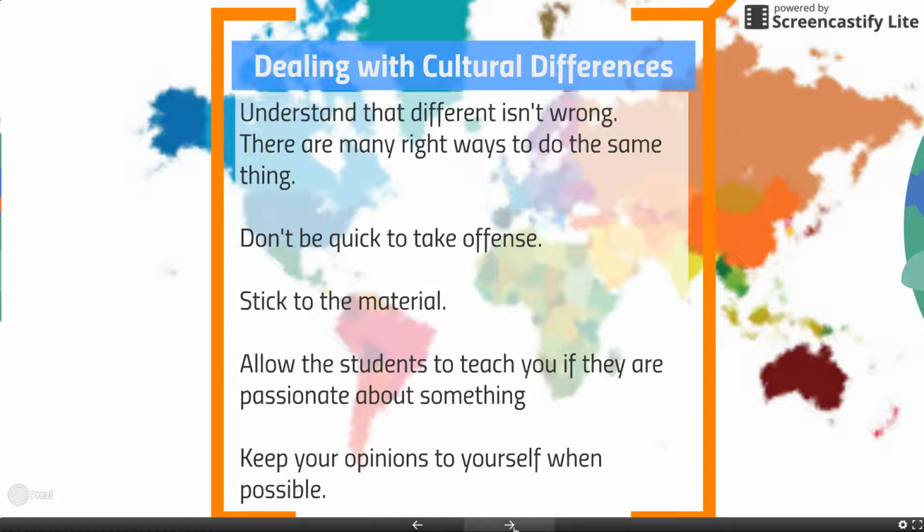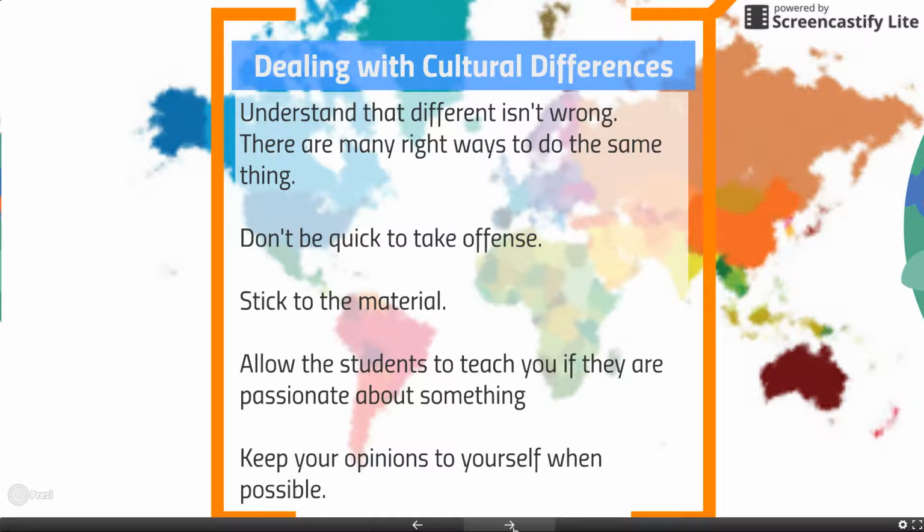Of course, cultural differences do arise. And so a couple things to keep in mind. First, remember there are many correct ways of doing something. So just because something is different doesn't necessarily mean it's wrong. So it's always good to keep that in mind. Also, try not to be quick to take offense. Of course, we are dealing with all different kinds of personalities in addition to culture, so it can happen. But try to not be quick to take offense and let things roll off your shoulder. Keep in mind that all of us have different experiences coming into the class.